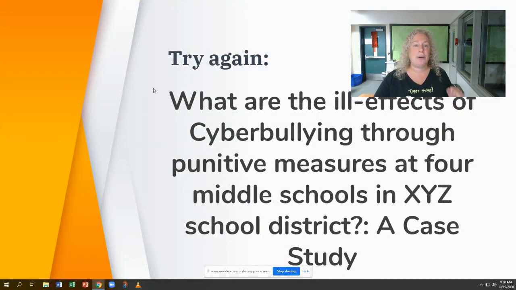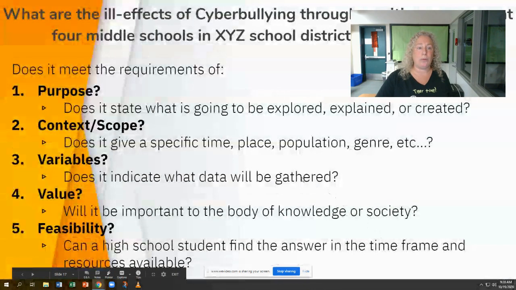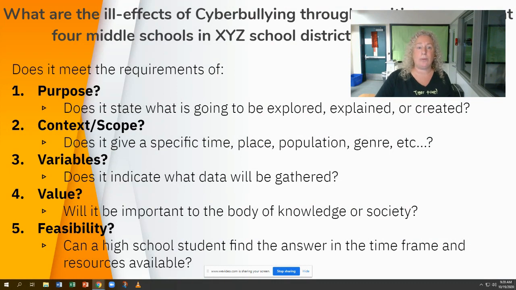Okay, but we can even go a little bit farther. What are the ill effects of cyberbullying through punitive measures at 4 middle schools in XYZ school district? A case study. Now this case study piece, now we really are getting into the variables here. The data that's going to be gathered, it's going to be a case study. We're going to look at specific situations, specific cases of the cyberbullying where kids got in trouble and the ill effects that happened based on that. So now we are very specific in what we're doing.